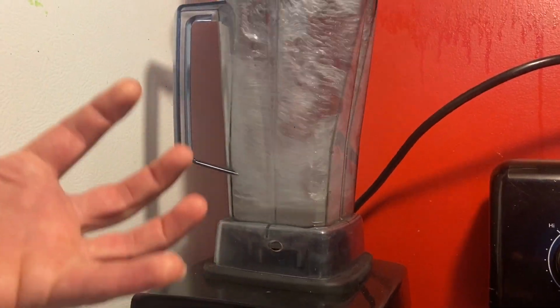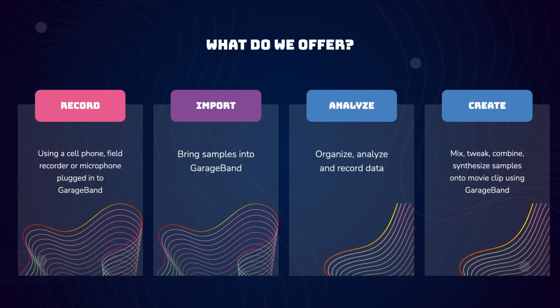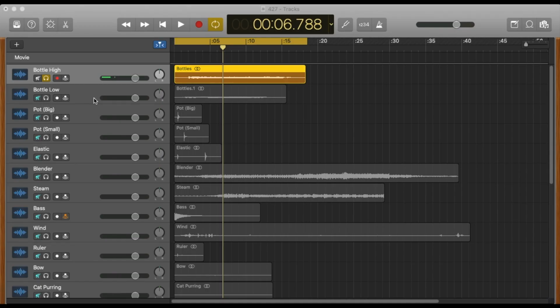Now let's import these sounds into GarageBand and take a look. Okay, so here we are in GarageBand, and we have brought all of our samples in. Now, maybe students used their cell phones, maybe they used field recorders, maybe they plugged a microphone right into an audio card that was plugged into GarageBand. It doesn't matter, and I think there's a little bit of a tutorial that needs to be done here on how to bring these samples in, how to organize them.